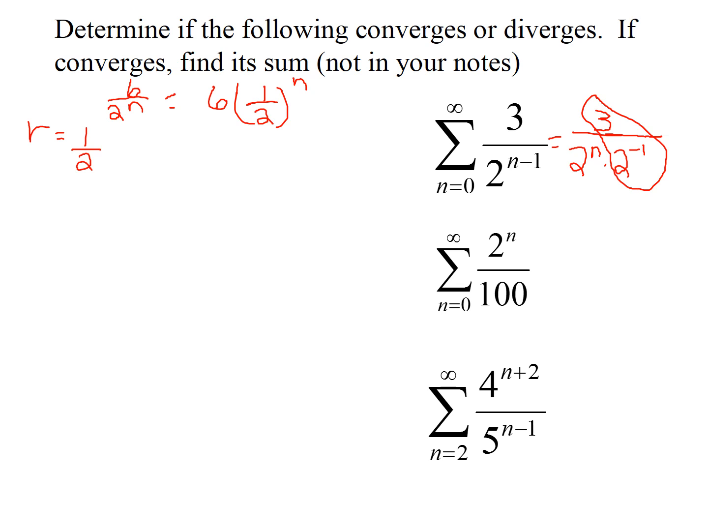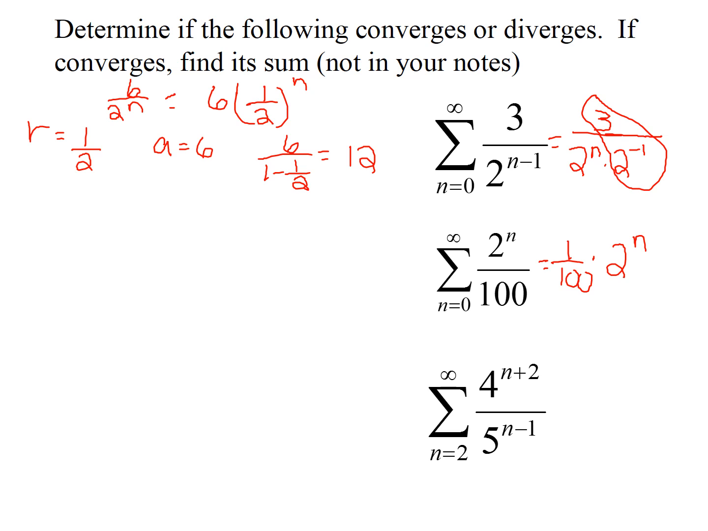My value of A, I plug in 0 for n. When I plug in 0 for n, that makes this 1, so A is equal to 6. So I have 6 over 1 minus 1/2, which is 12. Okay? For this problem, I can write this as 1 over 100 times 2 to the nth power.